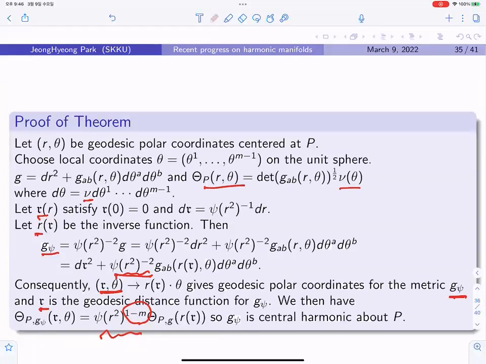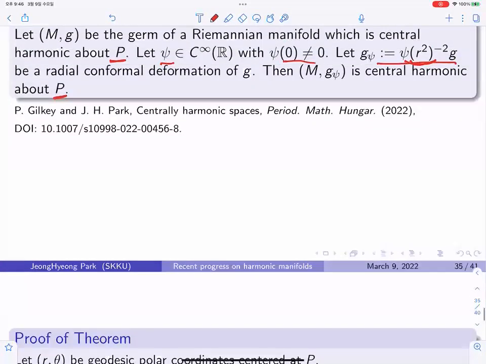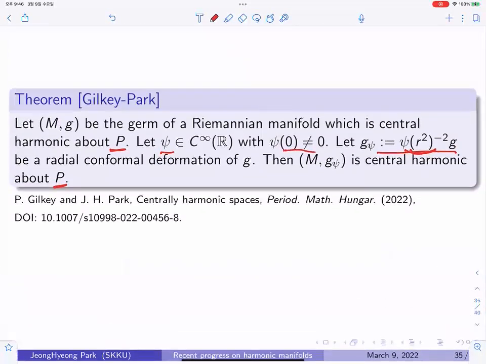So if g is a centrally harmonic metric, we just get a radial deformation by a one-variable change, then g_psi is centrally harmonic about P.